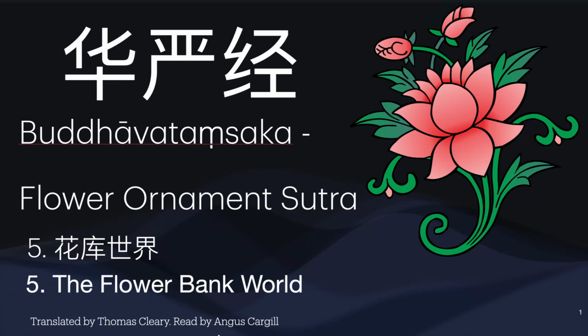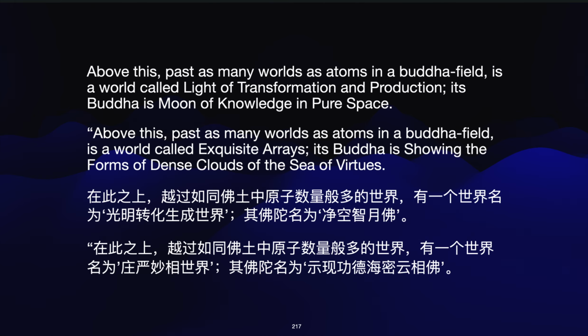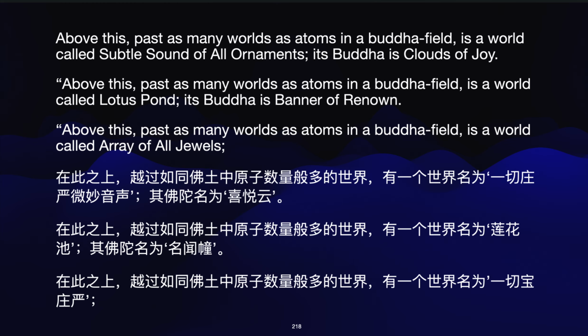Buddhāvataṃsaka, the Flower Ornament Sutra, Book 5, the Flower Bank World. Above this, past as many worlds as atoms in a Buddha field, is a world called exquisite arrays. Its Buddha is showing the forms of dense clouds of the sea of virtues. Above this, past as many worlds as atoms in a Buddha field, is a world called subtle sound of all ornaments. Its Buddha is clouds of joy.